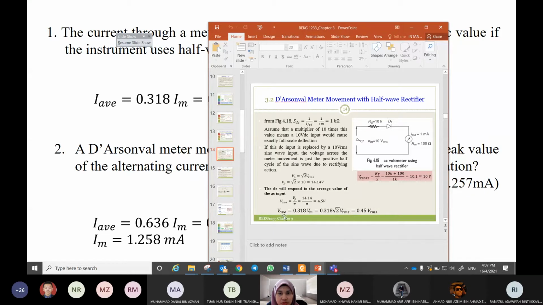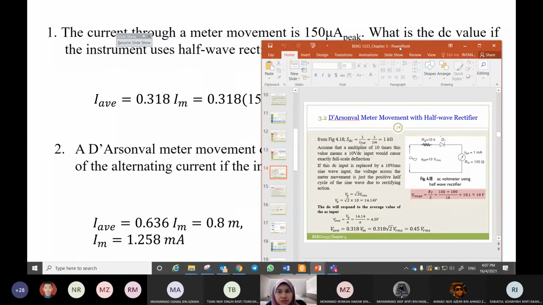Okay, so the average value is equal to 0.318 peak value or equal to 0.45 RMS value. Okay, so since the given value here is peak, so we just use the peak value. Or you want to convert it into RMS. Okay, so you just take this value divided with root 2.